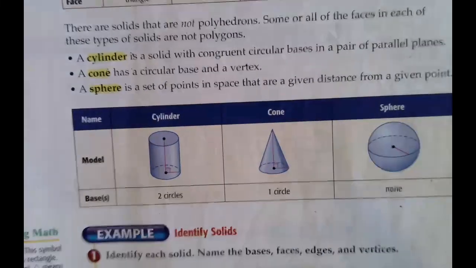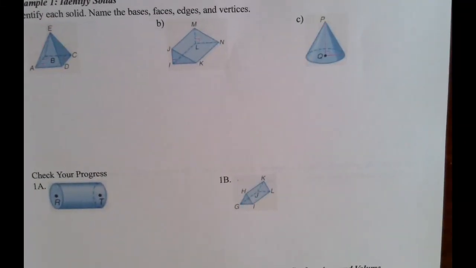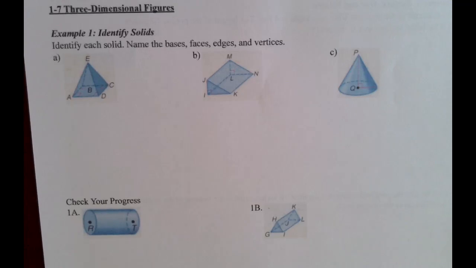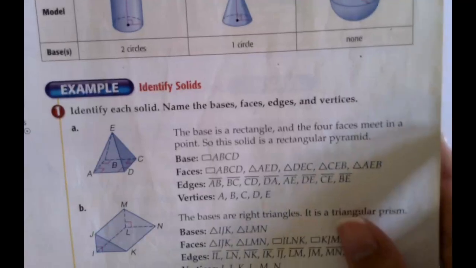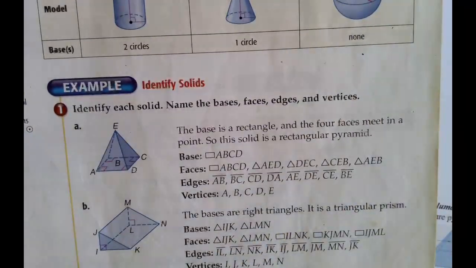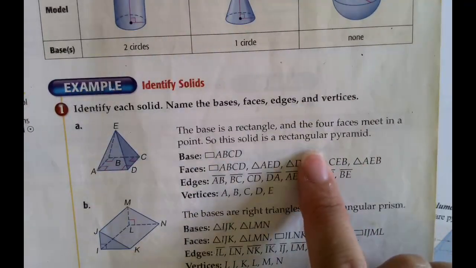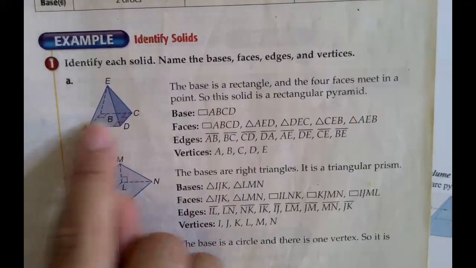So first thing we're going to do is identify the solid. We're going to name the base, faces, edges, and vertices. I'm going to save some time. I'm not going to write them, so I'm going to actually use our book. The first one here is a pyramid. We do not know that all of the sides of the base, the bottom, are congruent, so we can just say that they're rectangular. So this is a rectangular pyramid. The base is rectangle ABCD. It's just on the bottom.